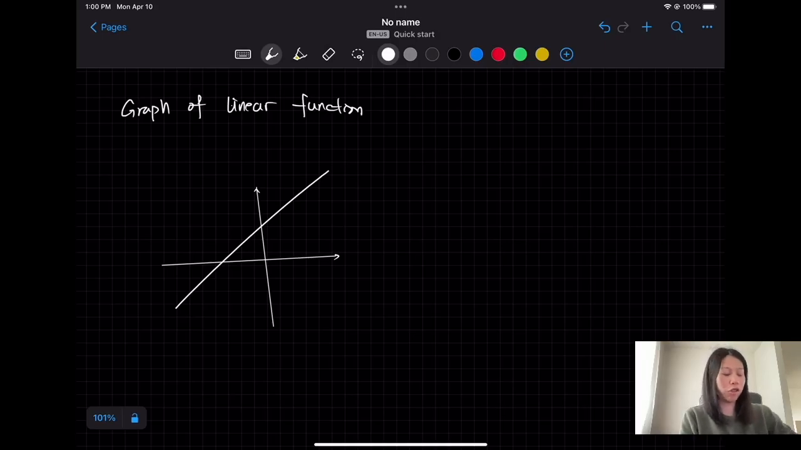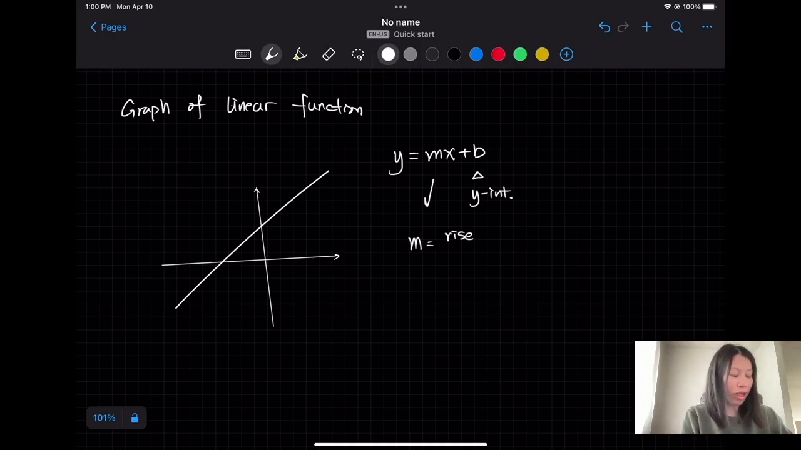For a linear function, you will see the form mx plus b, right? Here b is our initial value, also our y-intercept, and m is the slope. When we interpret the slope, usually we interpret it as rise over run. For example, I give you the function 2/3 x plus 4. How do you draw it?